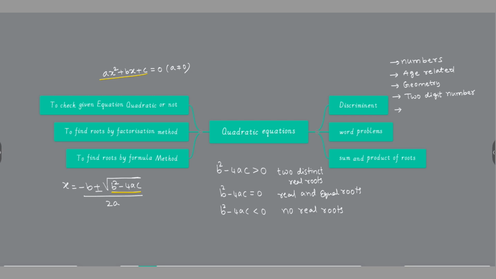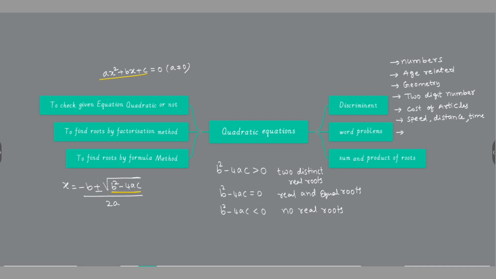Then what more? Geometry related, and cost of articles related, very important. Here speed, distance, time related, especially trains. The speed of the train is increased, then the time is decreased. Find the average speed of the train.